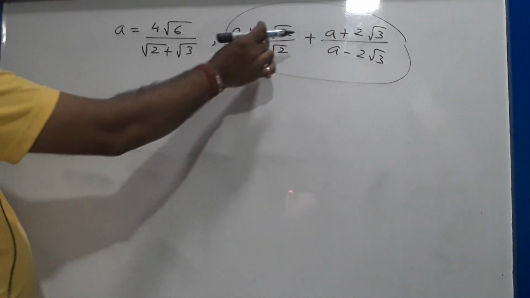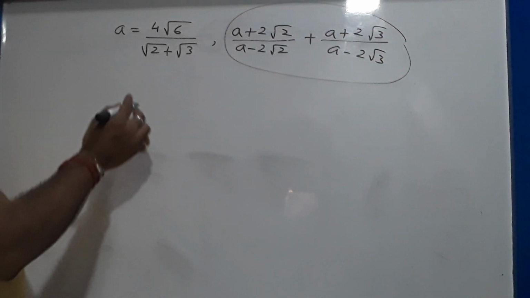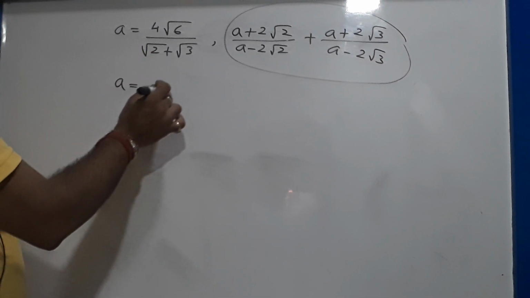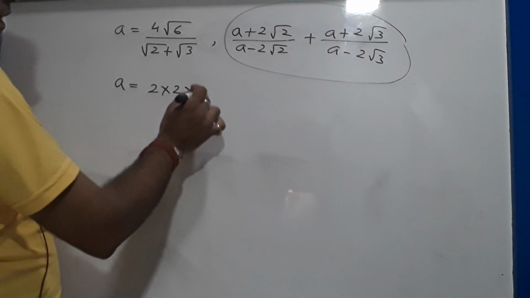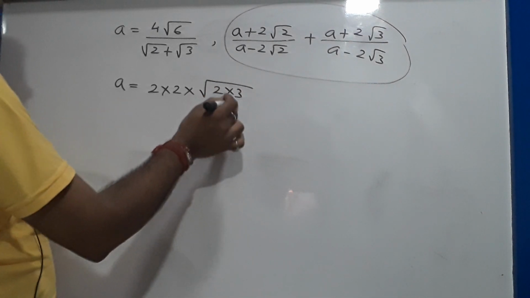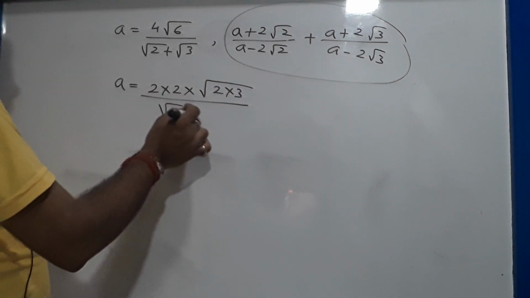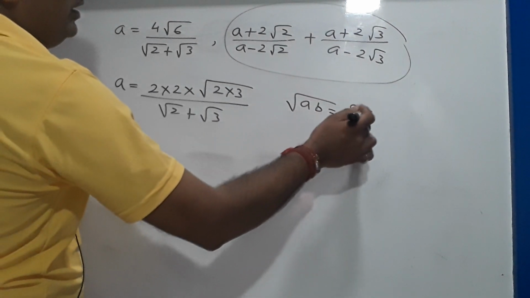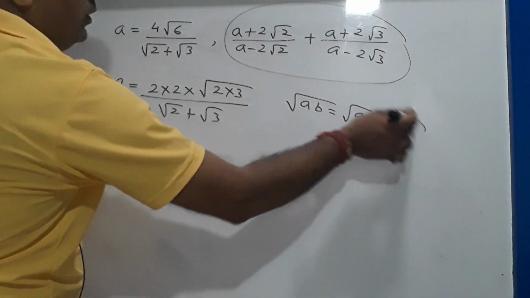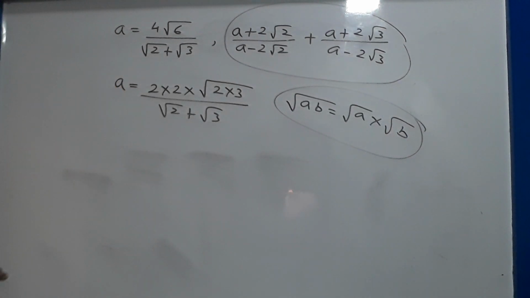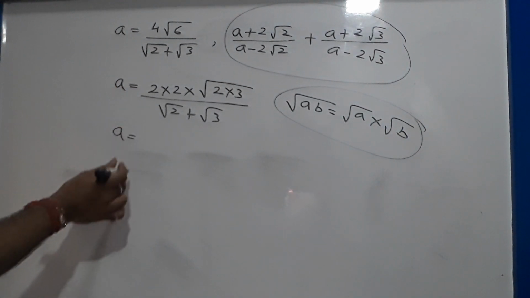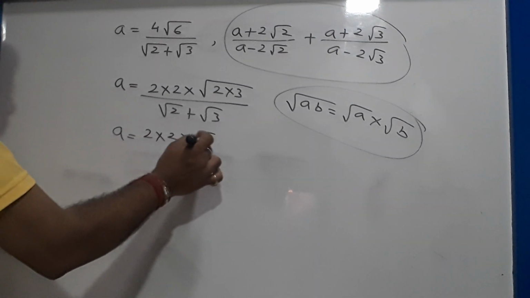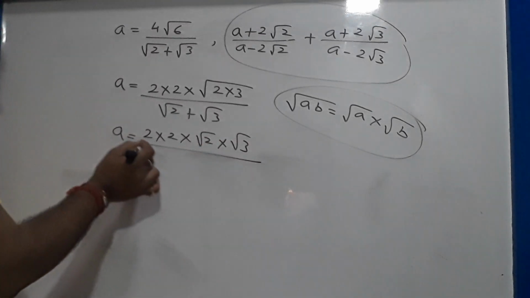So we want to bring this root 2 and root 3 in the picture. So 4 I can write as 2 into 2, then root 6 I can write as root 2 into root 3, upon root 2 plus root 3. Then remember, root AB is root A into root B. So A is equal to 2 into 2 into root 2 into root 3 upon root 2 plus root 3.